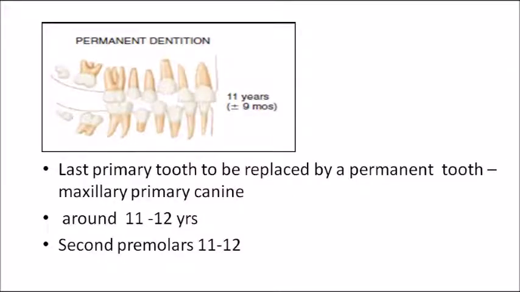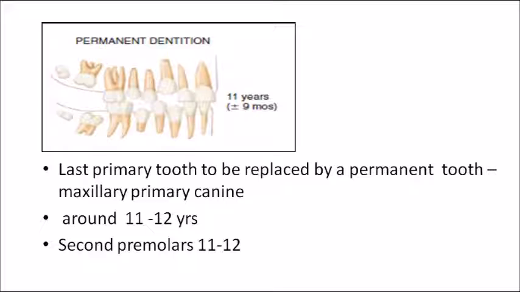By 11 years of age, you have lost all your primary teeth. None of the primary teeth will be remaining in the mouth around 11 years of age. And the last primary tooth to be replaced in the oral cavity is your maxillary primary canine, which is happening around the age of 11 to 12 years. And the second premolars will be erupting into the oral cavity at an age of 11 to 12 years.